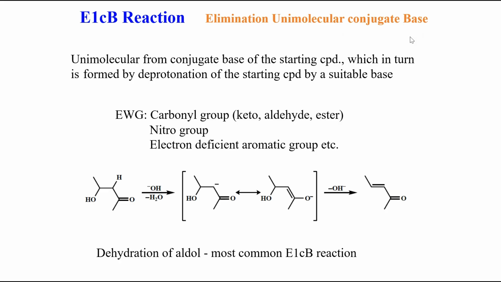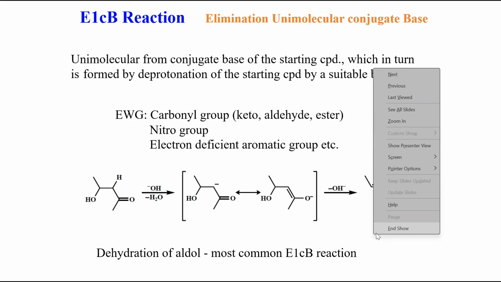The E1CB mechanism is followed by the dehydration of an aldol. Aldols, we know that it has both an aldehydic group and an alcoholic group. This is an aldol. This is hydrogen. This is an aldehydic group, and this is an alcoholic group. Dehydration of this aldol follows the E1CB mechanism. This is all about the elimination reaction.